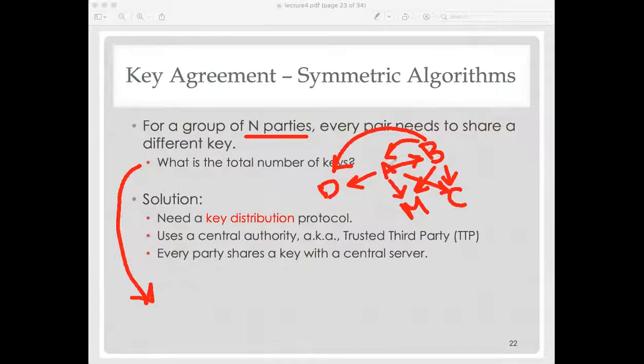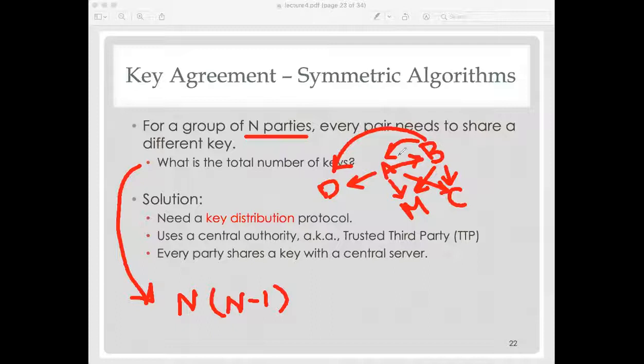for each one of those, for Alice, right? Alice needs n minus 1 keys. In this case n is 5, which is the total number of parties. So Alice needs 4 keys. But Bob also needs 4 keys, and Charlie needs 4 keys, and Mallory needs 4 keys, and David needs 4 keys. So for each n, we need n minus 1 keys.